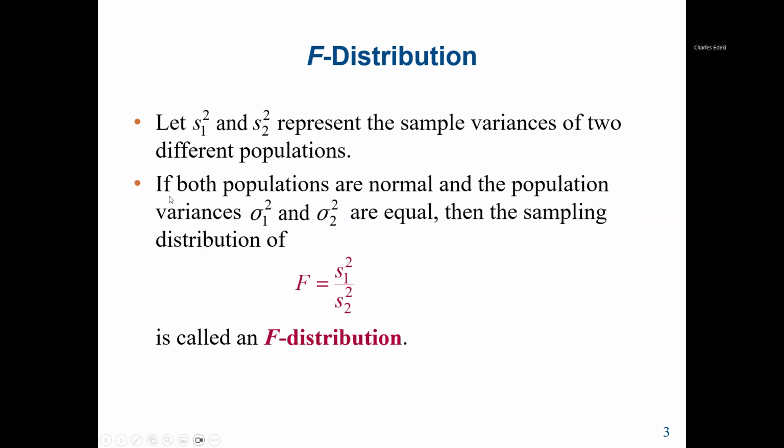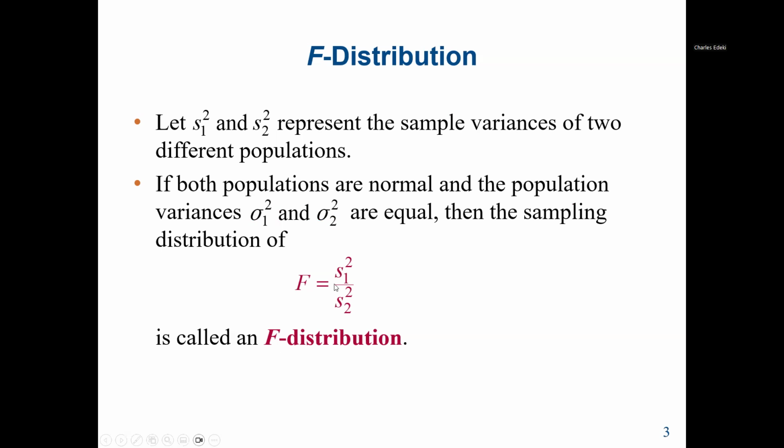So here we say let S1 squared and S2 squared represent the sample variances of two different populations. Now we have two conditions here. If both populations are normal and the two population variances are equal, then the sampling distribution of F equal to S1 squared divided by S2 squared is called the F distribution.